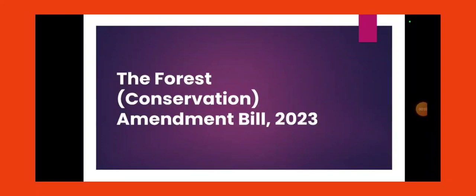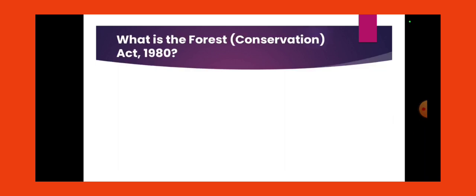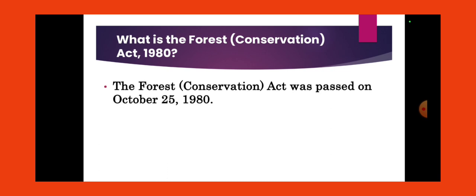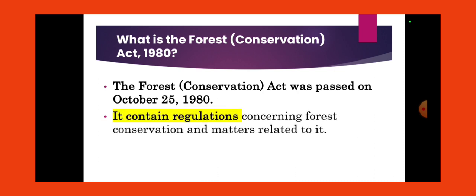The Forest Conservation Amendment Bill 2023. What is the Forest Conservation Act 1980? The Forest Conservation Act was passed on October 25, 1980. It contains regulations concerning forest conservation and matters related to it.